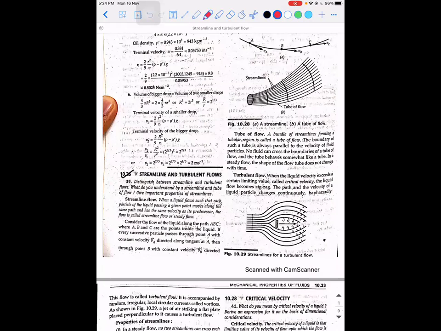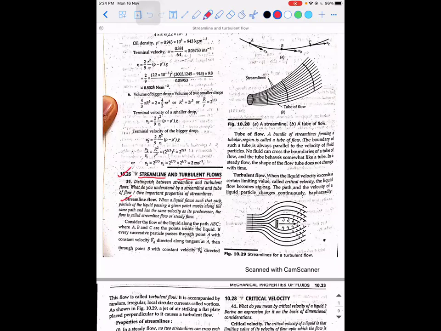So now we are going to see the counterpart of it. That is, we are going to see what is meant by streamline and turbulent flow. So that's the concept we are going to start with today. Streamline and turbulent flows is the first topic of discussion. So first thing, let's understand what a streamline flow is.